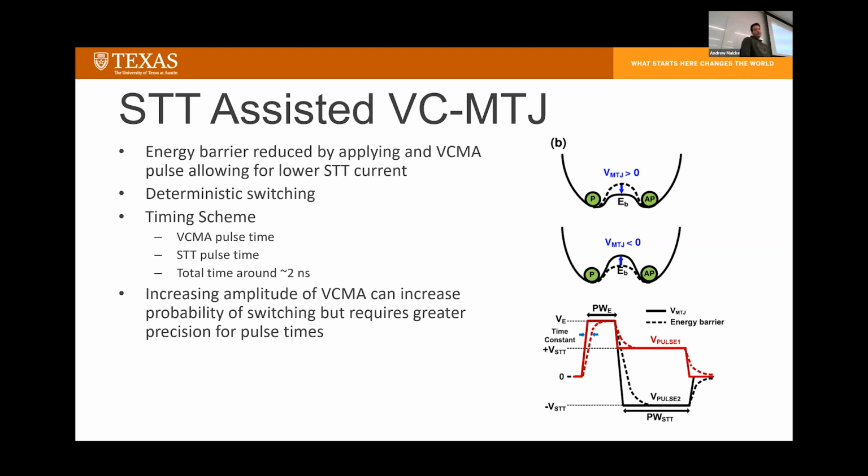One downside of this, though, is that if you increase the amplitude of the voltage applied, it does increase the probability, but there's a lot more precision required in the pulse times. That's basically because the energy barrier is lowered a lot, so a lower energy barrier causes a little more issues for STT switching.